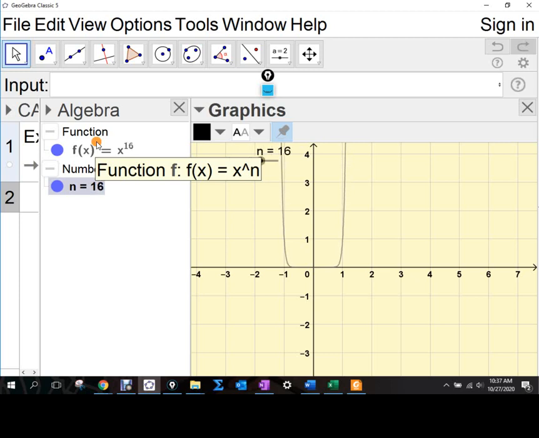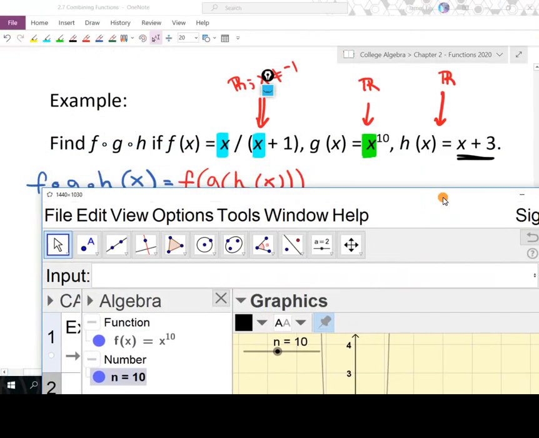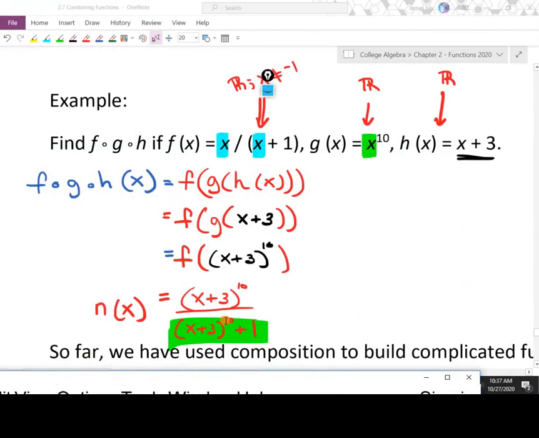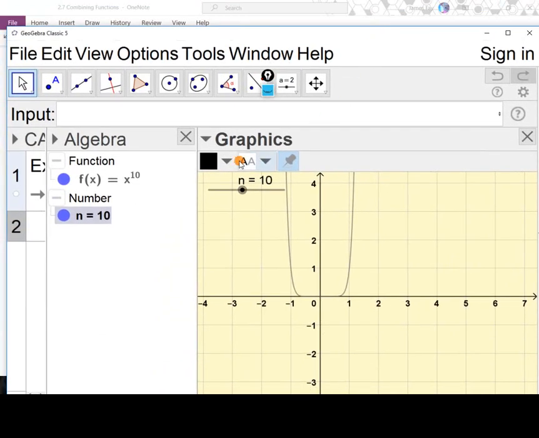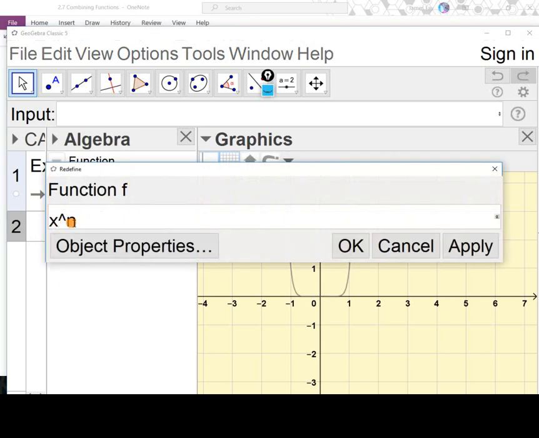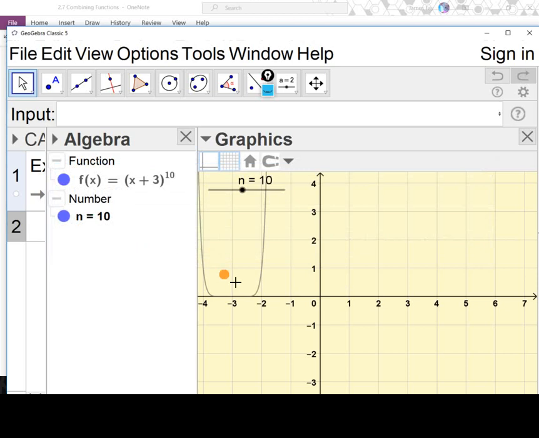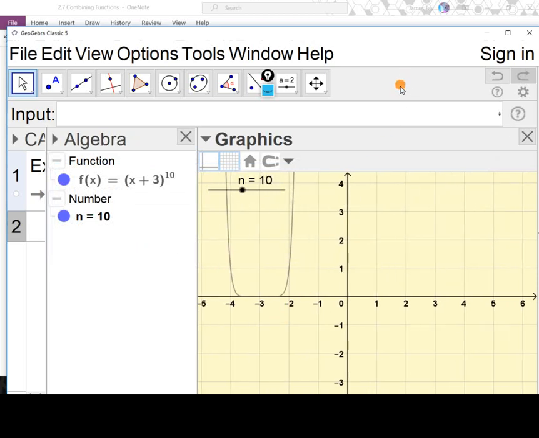Okay, so x to the 10th looks like something like that, right? What's the plus 3? Going off transformations, what's that plus 3 going to do to that x to the 10th? Move it left 3. Okay, so let's see if that happens. It was plus 3, put parentheses around there. So it looks like that, right? So now, keep that in mind, so that's what x plus 3 to the 10th looks like.